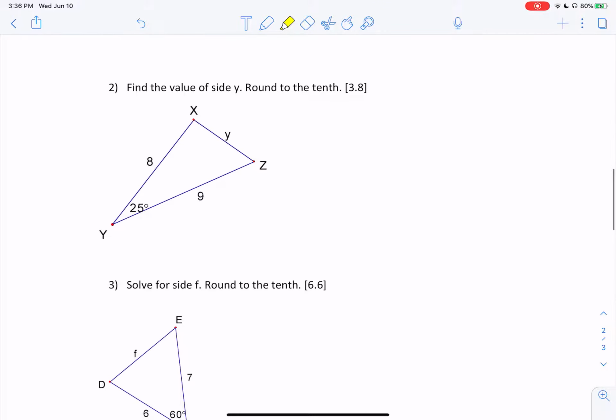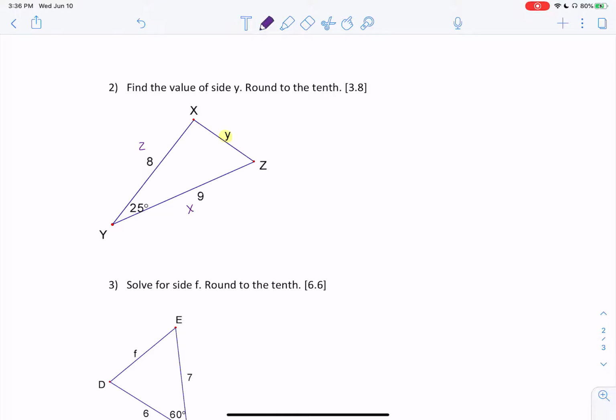So now we want to find the value of side y, rounded to the nearest tenth. So first thing we do is we label our triangle. So our angles are labeled with capital letters. So here we have X, Y, and Z. And now we label our sides. So little x is across from capital X, little z is across from capital Z, and then little y is across from capital Y. And we're looking for that little y.